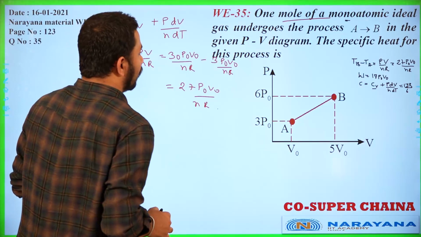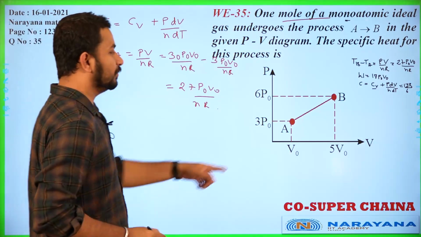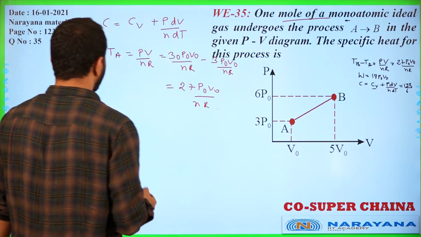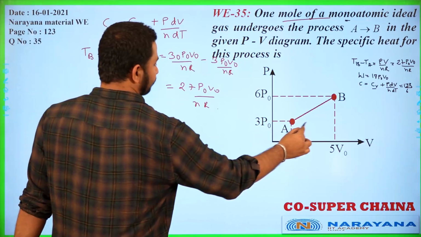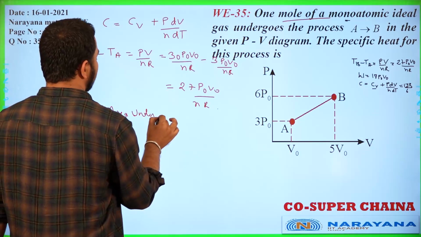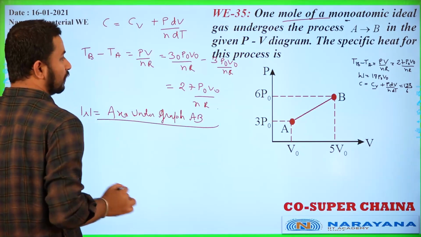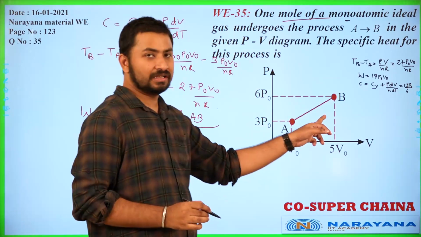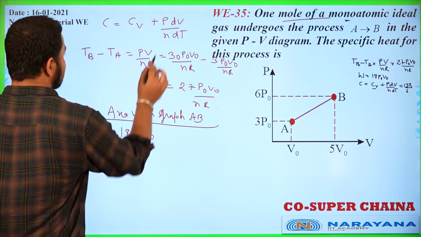Now we need to calculate here this PdV, that is work done. The work done will be the area under this graph. If you find the area under this graph, it will be a triangle and a rectangle. So work done is the area under graph AB, which we can solve here. The area under this will be coming as 18 P0 V0. All of you can find the area under this triangle and rectangle. So work done, that is PdV, we got it.